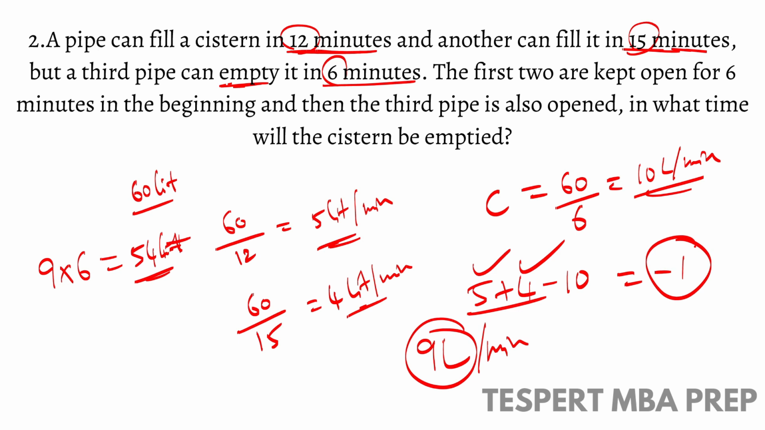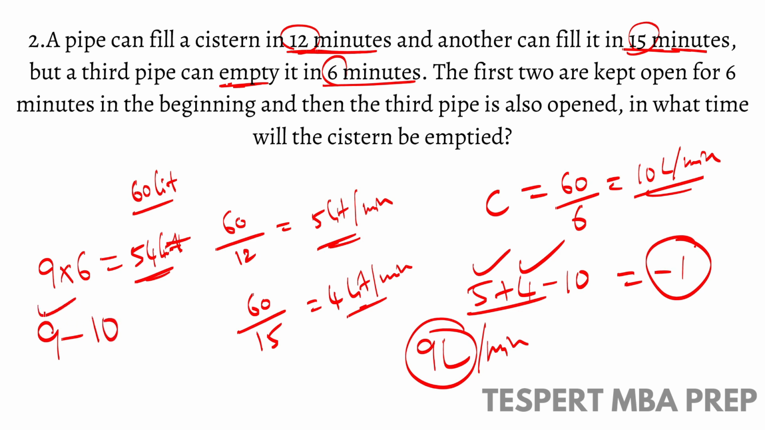And after that what happened? Pipe C came here, right? So when pipe C joined, all three pipes will work simultaneously. So when the three pipes work simultaneously, it will be 9 minus 10, right?